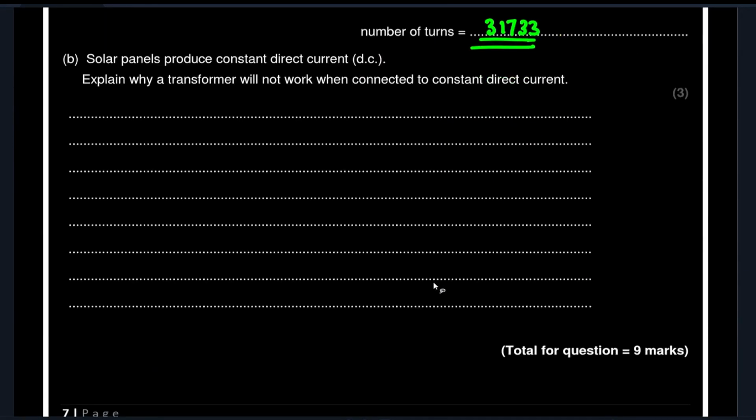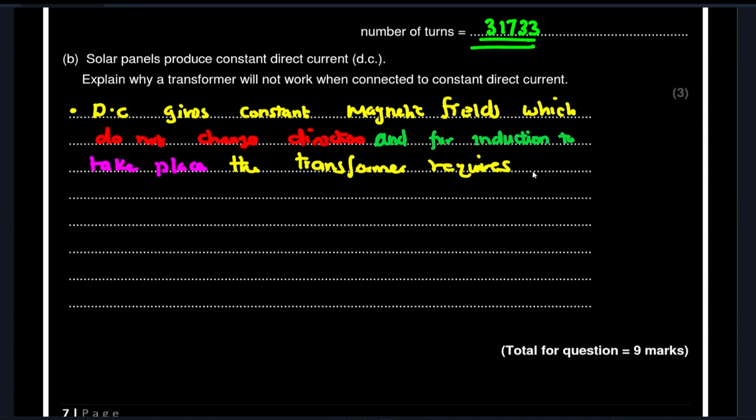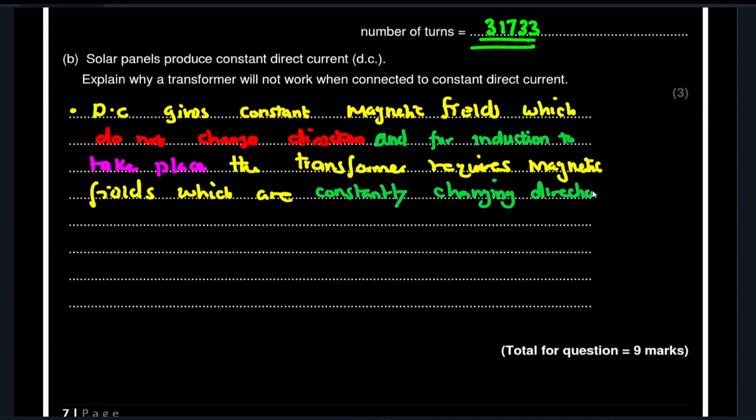Direct current gives constant magnetic fields which do not change direction. And for induction to take place, the transformer requires magnetic fields which are constantly changing direction. So that is the reason why a transformer will not work when connected to direct current.